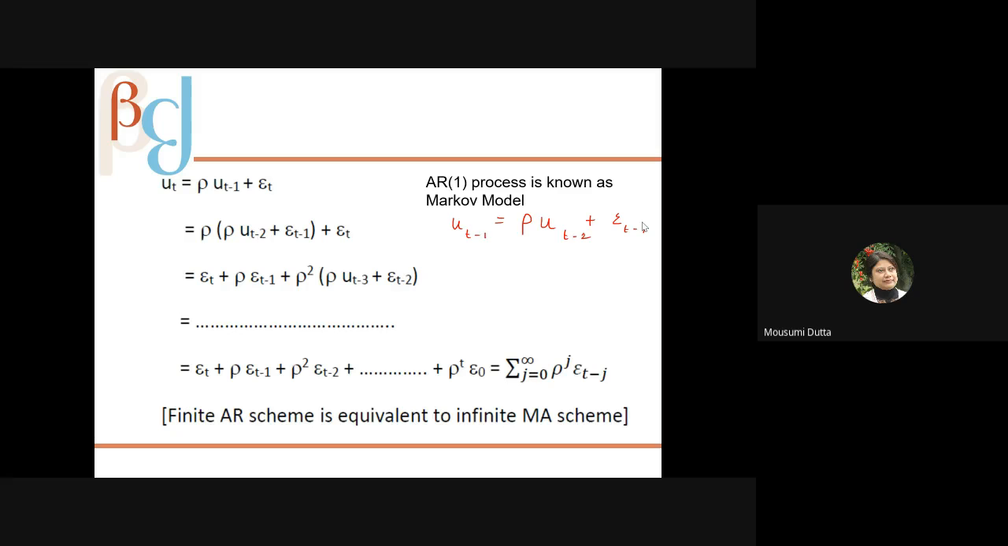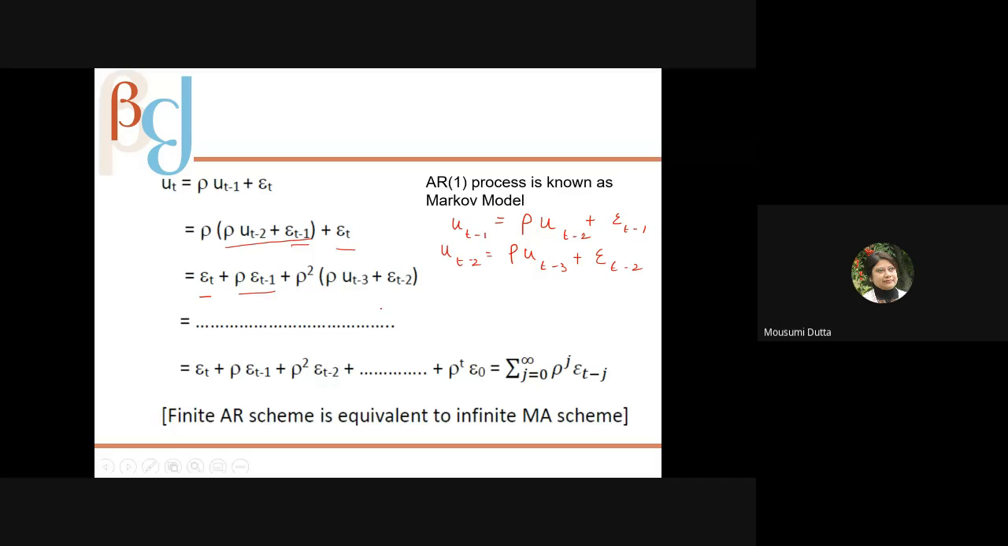Can we write this without losing any generality? If U_t is equal to rho U_{t-1} plus epsilon_t, in that case U_{t-1} is rho U_{t-2} plus epsilon_{t-1}. Following the same logic, U_{t-2} is equal to rho U_{t-3} plus epsilon_{t-2}, and so on. So in place of U_{t-1}, I can replace rho U_{t-2} plus epsilon_{t-1}. So I'm getting epsilon_t plus rho epsilon_{t-1}, then rho square, and then U_{t-2} can be written as rho U_{t-3} plus epsilon_{t-2}.